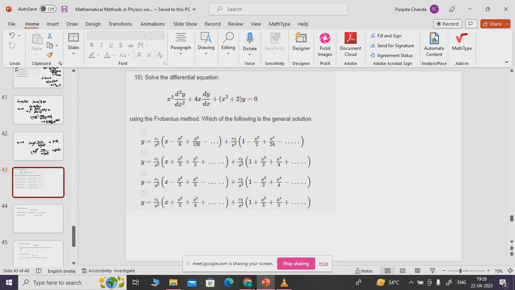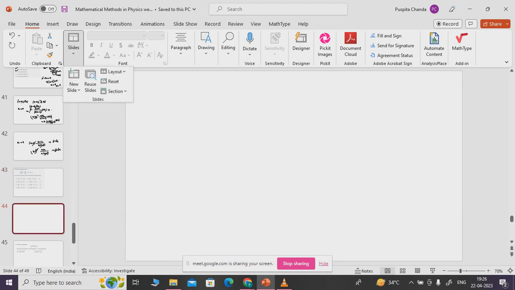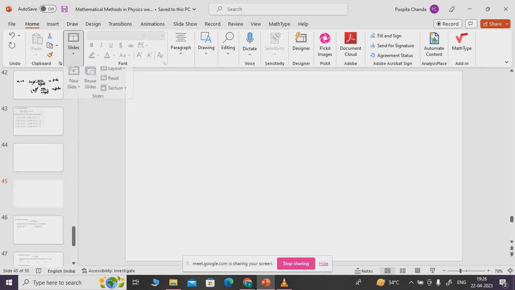And the last question is to give the solution using Frobenius method.